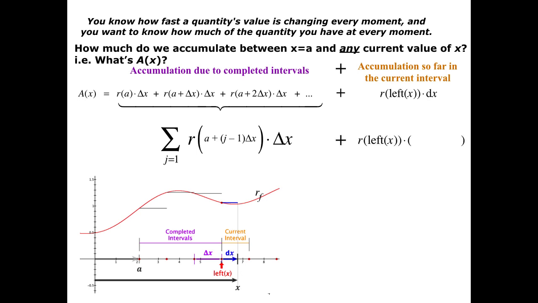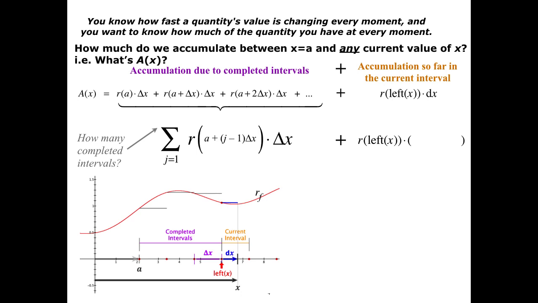So the distance between left of x and the current value of x is going to be less than delta x. But we can express it in general, just like we can express how many complete intervals there are in general, if we're careful about it. For how many complete intervals, we came up with a way to express that.